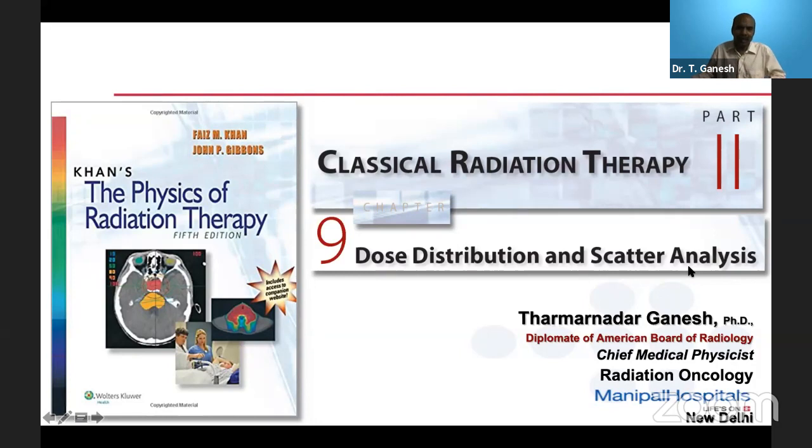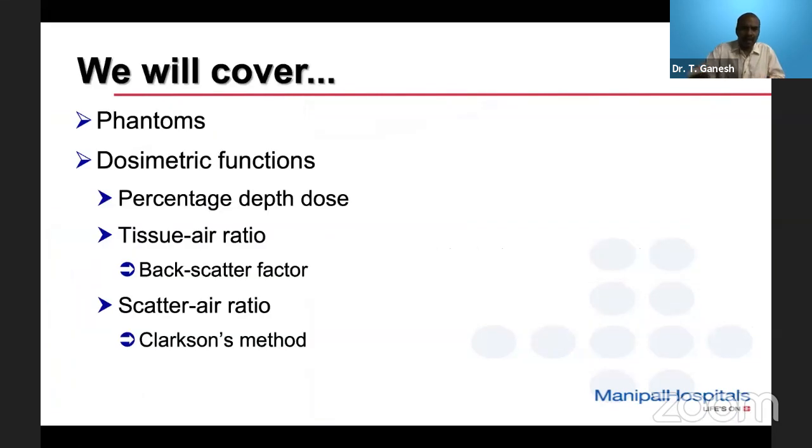Now we are going to see chapter number 9, which is about dose distribution and scatter analysis in Khan's book. In this chapter, we will cover phantoms, and then some of the dosimetric functions that we use every day in our practice, like percentage depth dose, tissue air ratio, backscatter factor, and scatter ratio. Finally, at the end of the presentation, we will see how the Clarkson method can be used to calculate the dose for irregular fields.